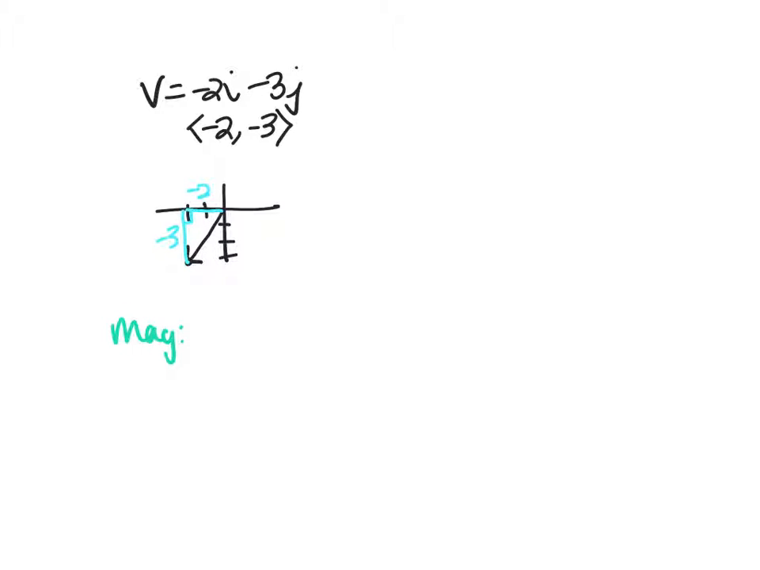Well, for the magnitude, that means we need the length of the vector. And this is where we drew a right triangle, so we can just use the Pythagorean theorem. So we have -2 squared plus -3 squared. Remember, we also have those generalized formulas that you can just remember: magnitude is always equal to the square root of a squared plus b squared.